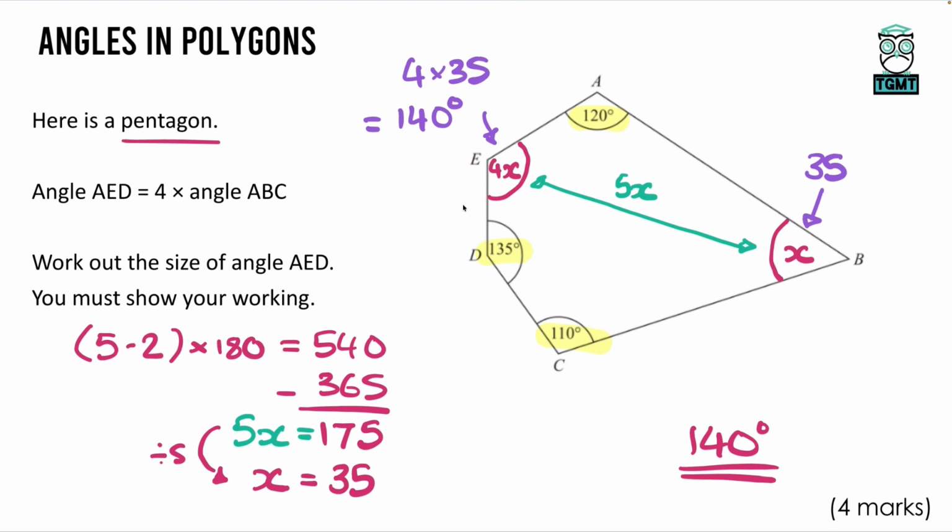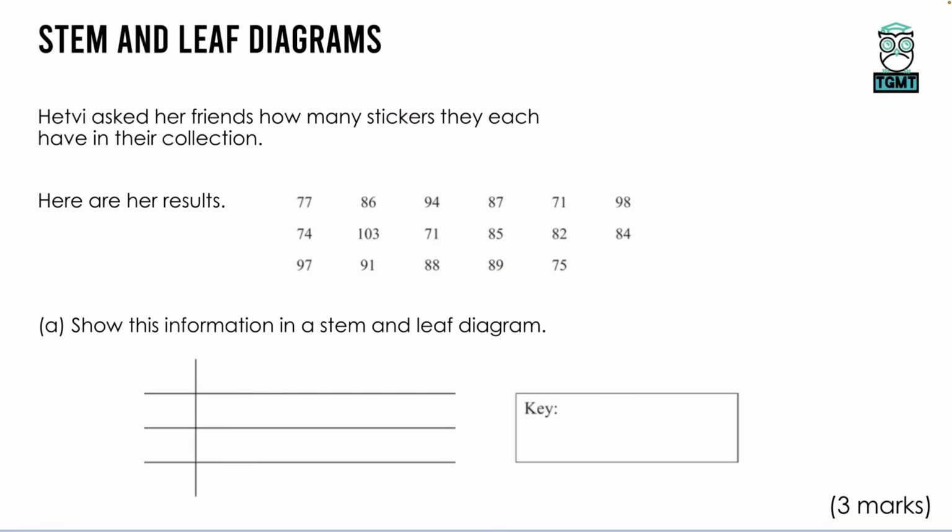Okay, so for a stem and leaf diagram, it says Hetvi asked her friends how many stickers they each have in their collection, and here are her results. Show this information in a stem and leaf diagram. Now we need to look through these numbers and see which is our smallest.